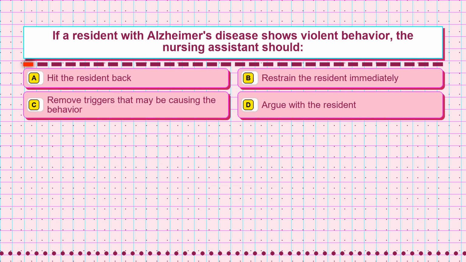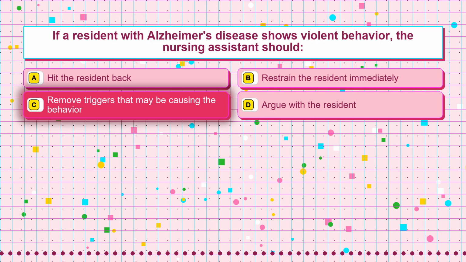Question 91. If a resident with Alzheimer's disease shows violent behavior, the nursing assistant should: Option A, hit the resident back. Option B, restrain the resident immediately. Option C, remove triggers that may be causing the behavior. Option D, argue with the resident.